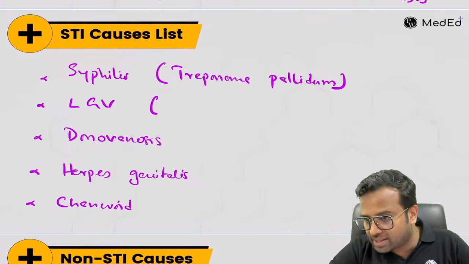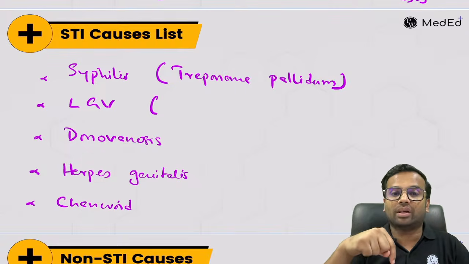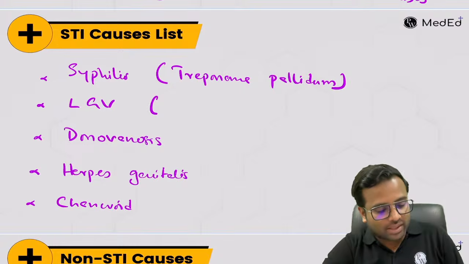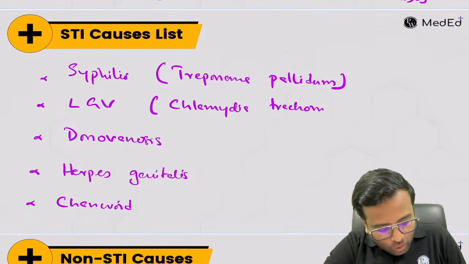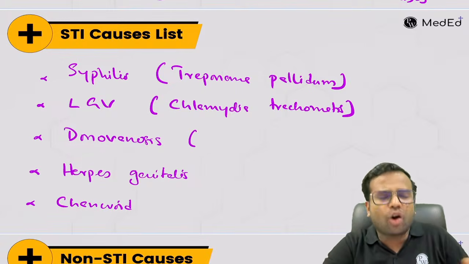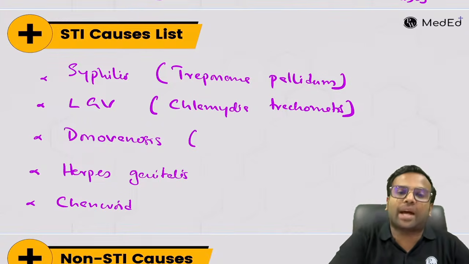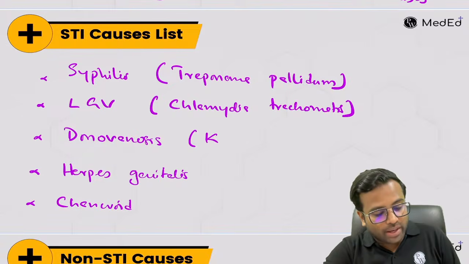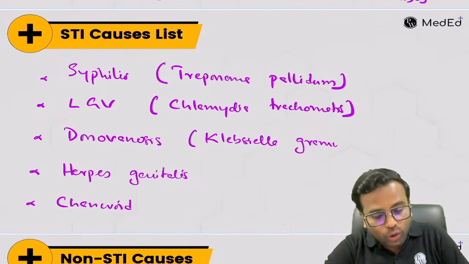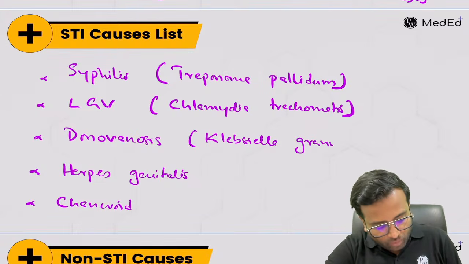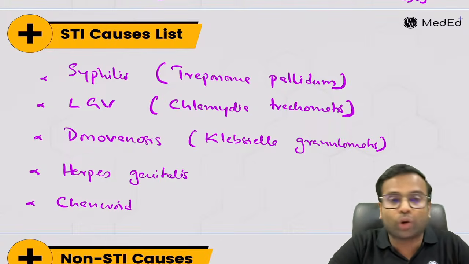That is the reason why I guess Samantha was answering trachomatis, right? So here the cause will be Chlamydia trachomatis. So this is Chlamydia trachomatis, another cause. How about donovanosis? Donovanosis, which was previously called granuloma inguinale, is caused by Klebsiella, isn't it? Klebsiella granulomatis. So this is the causative organism for donovanosis.